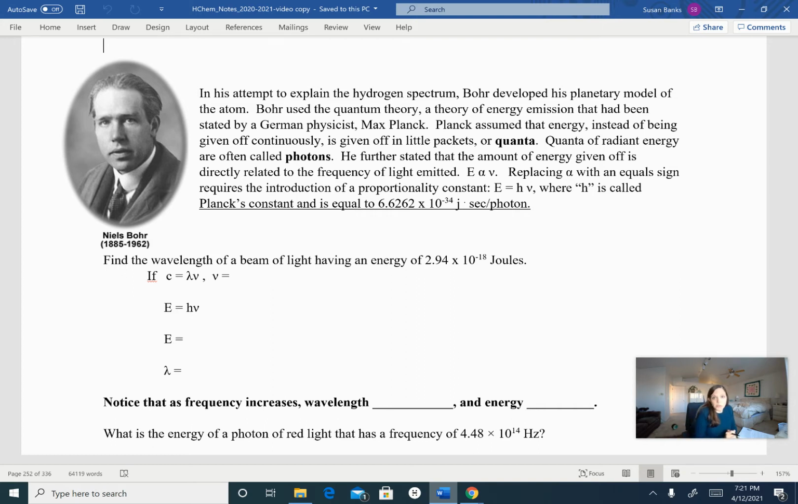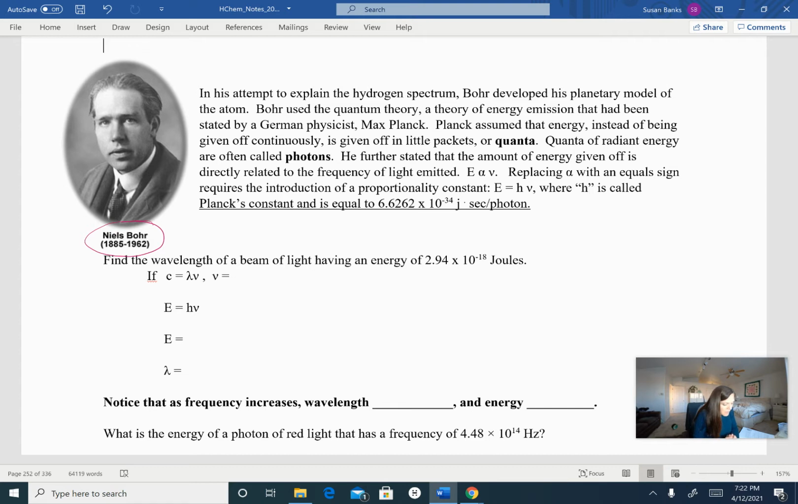This is Niels Bohr, and he was a German physicist. Actually, he was Danish. That's wrong. He was Danish. And a little side note, he had such terrible handwriting that his doctoral dissertation was actually written by his mother so that people could read it. So he dictated it and she wrote it down because no one could read his writing. Kind of a funny story.